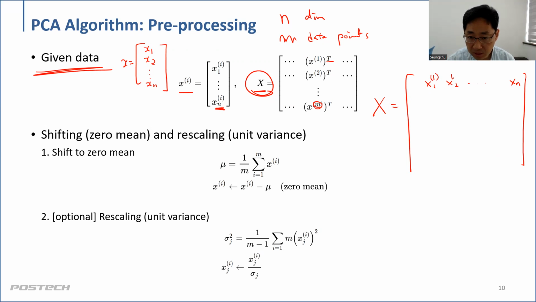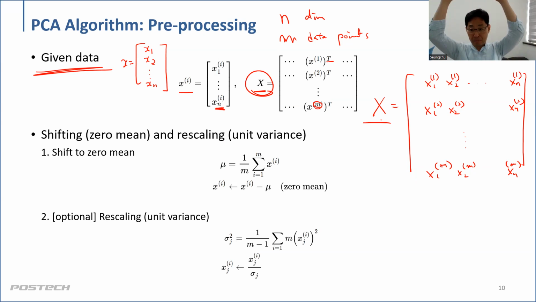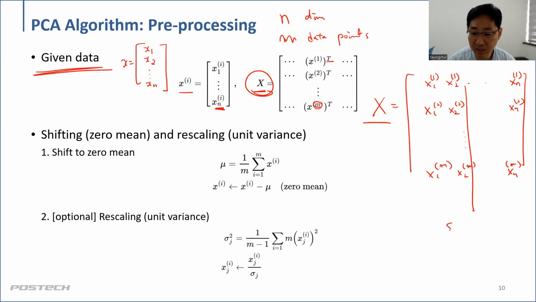And this is the first, and in the next time instant, maybe we will have the second data set. How many data sets? We have m data sets. So this is a big, skinny X matrix. It's going to be skinny. Okay.